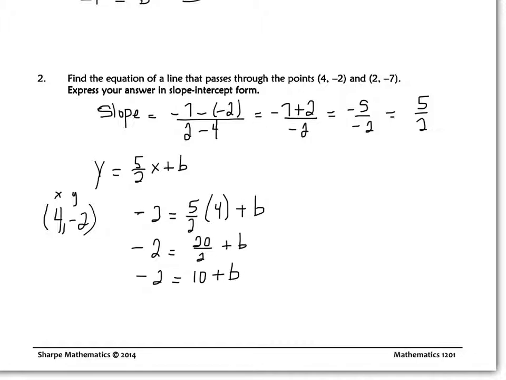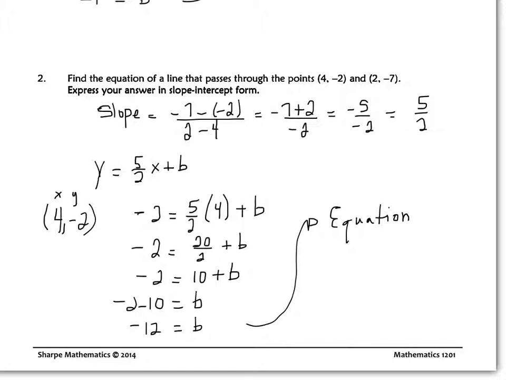And then you want to get the b by itself, so you subtract 10 from both sides. And you're left with b is negative 12. So your equation then, putting it all together in your y equals mx plus b form, where m we found was a slope of 5 over 2, and b we found to be negative 12.